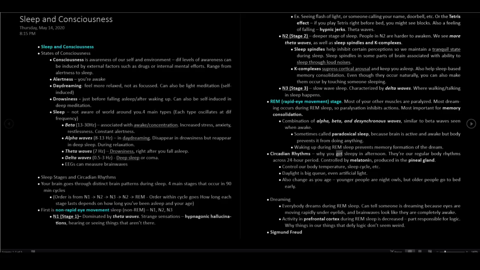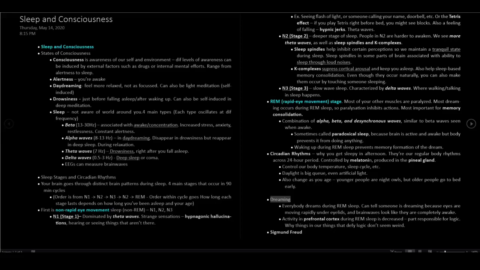Circadian rhythms: why you get sleepy in the afternoon. There are regular body rhythms across a 24-hour period, controlled by melatonin, produced in the pineal gland. They control our body temperature, sleep cycle, and more. Daylight is a big cue, even artificial light. They also change as you age. Younger people are night owls, but older people go to bed early.